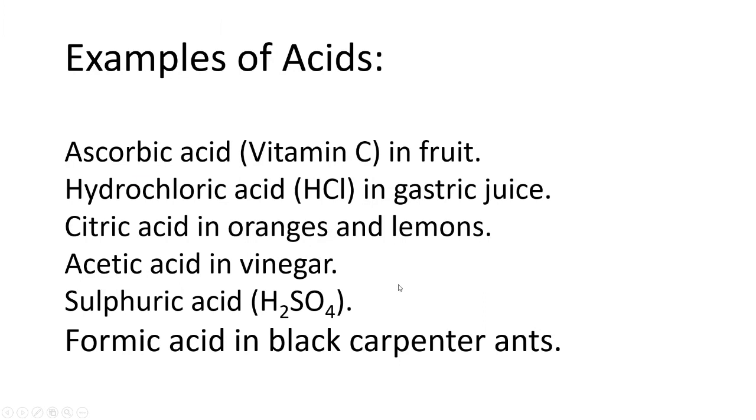So examples of acids: ascorbic acid, which is vitamin C, you find that in fruit, it's good for you. Hydrochloric acid, which is HCl, is gastric juices. That's the powerful acid in your stomach that is important to digestion. Citric acid in oranges and lemons, acetic acid in vinegar. There's sulfuric acid, an extremely strong acid, H2SO4. And then formic acid is in black carpenter ants. If you ever got bitten by a little tiny ant and it really, really hurt, and you were wondering how could a little thing cause so much pain, it's probably because he put a little bit of formic acid in your bloodstream.